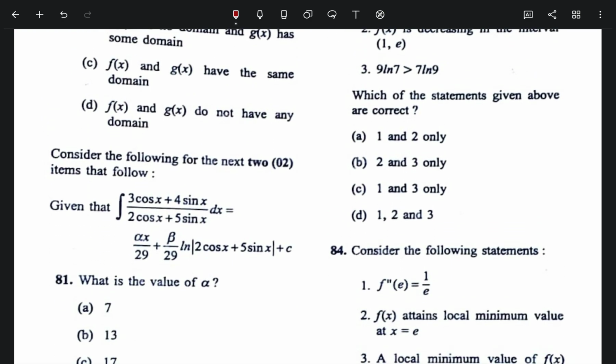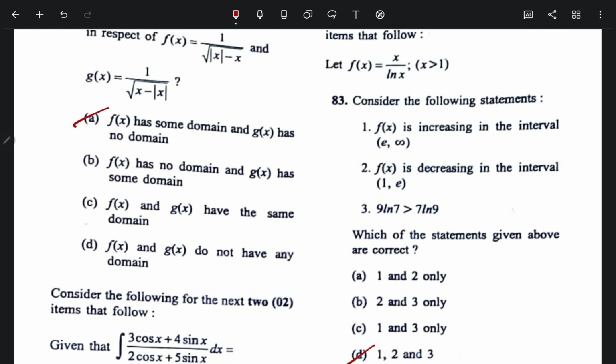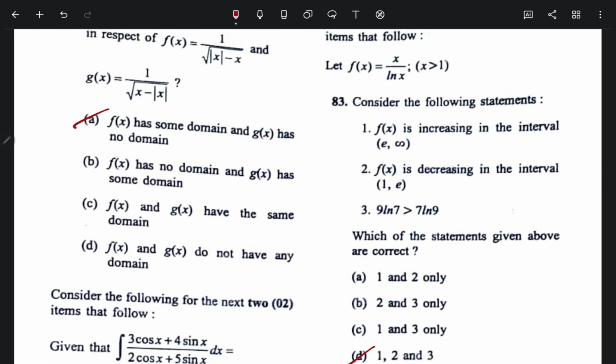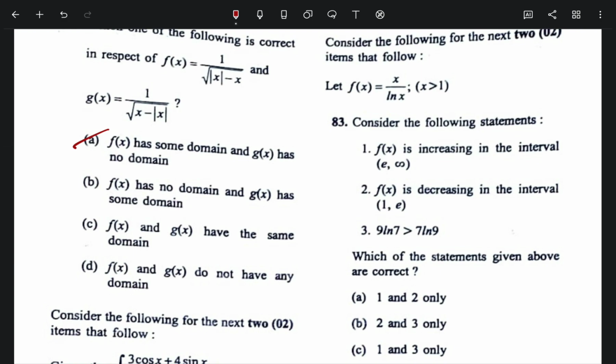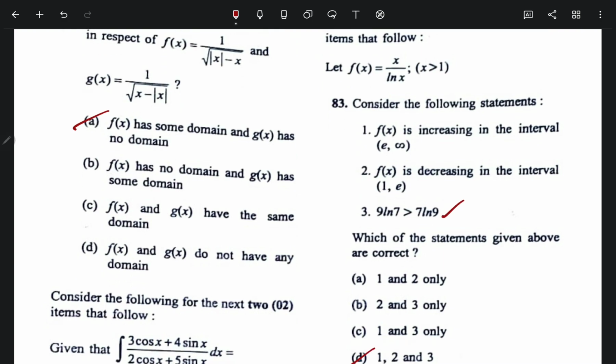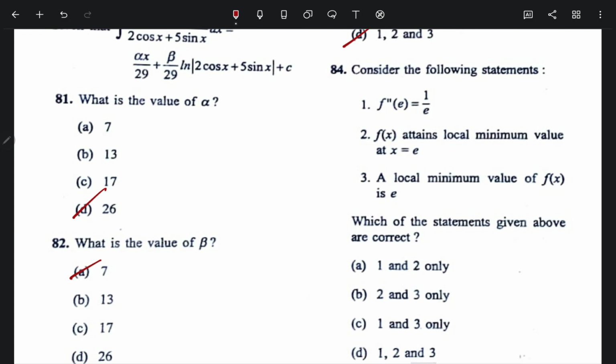So for 83, the answer is D. So you differentiate f of x, and we can see whether it is increasing or decreasing in those intervals, and after finding that, we'll make it equal to 0. In that case, you will find this.